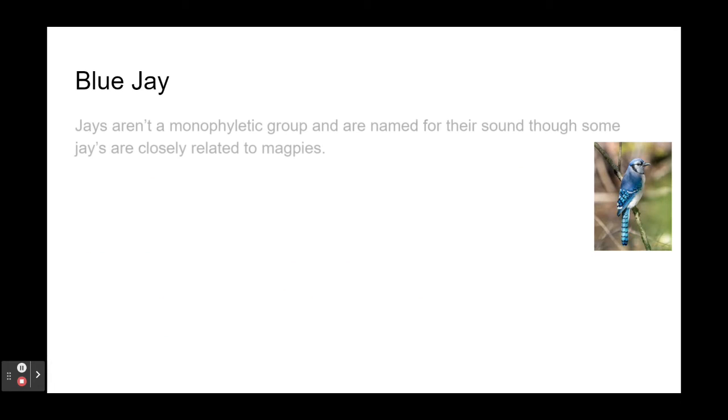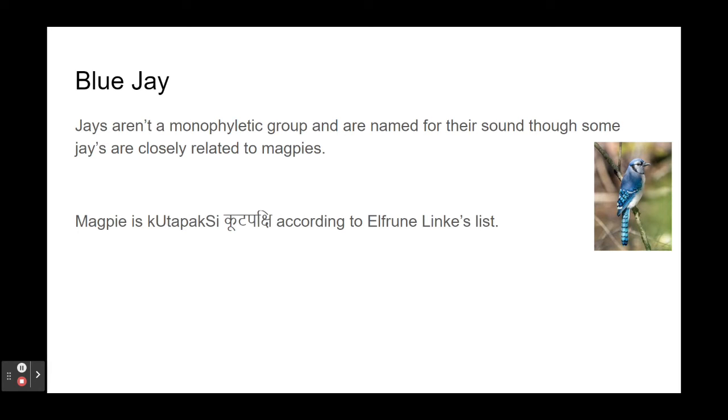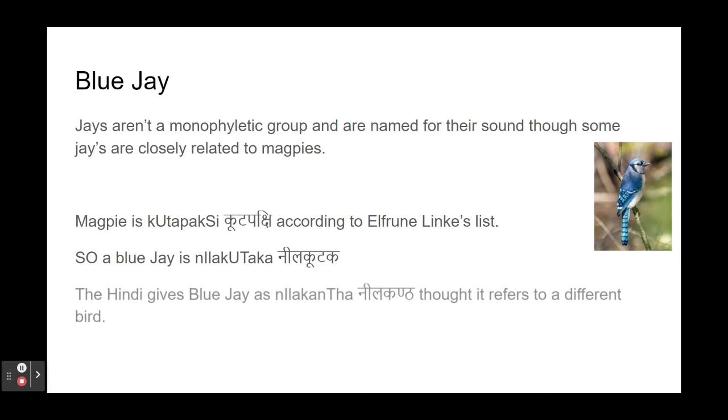Blue jay. Jays aren't a monophyletic group, and they're named for their sound, though some jays are closely related to magpies. Magpie is kutapakshi, according to the Elfin Links list, which is on JSTOR for you to access. So a blue jay is nila kutaka, or a blue magpie. The Hindi gives blue jay as nila kanta, though it refers to an entirely different bird.